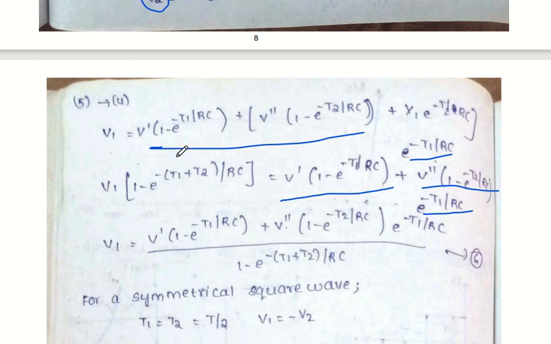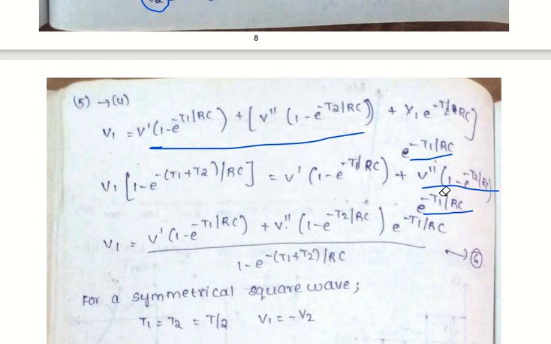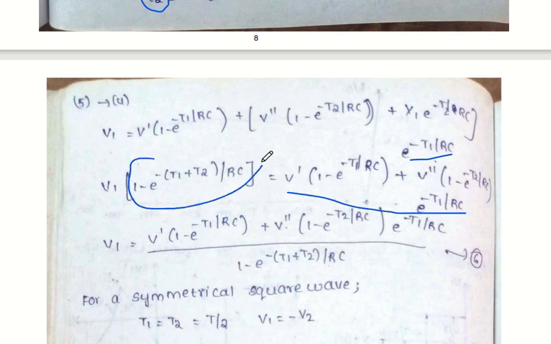Now move this term to the right side to calculate the value of V1. Whenever you move that term to the right side, this whole term is divided by this term. That is V1 is equal to V dash into (1 minus e power minus t1 by RC) plus V double dash into (1 minus e power minus t2 by RC) into e power minus t1 by RC, whole divided by 1 minus e power minus (t1 plus t2) by RC. That is represented with equation number 6.